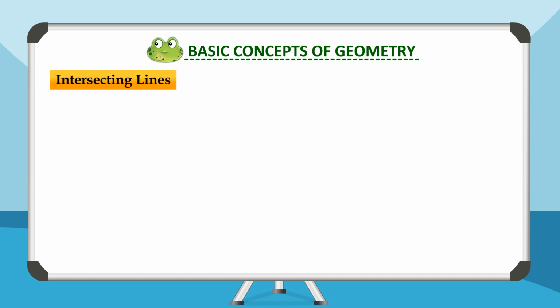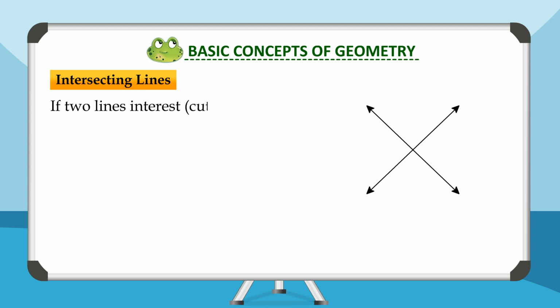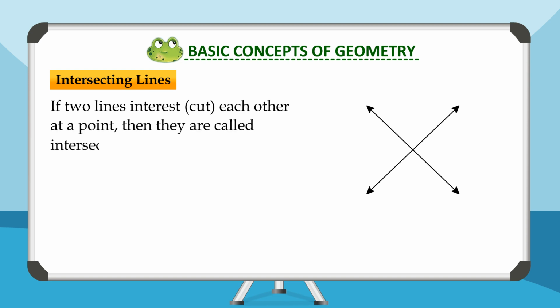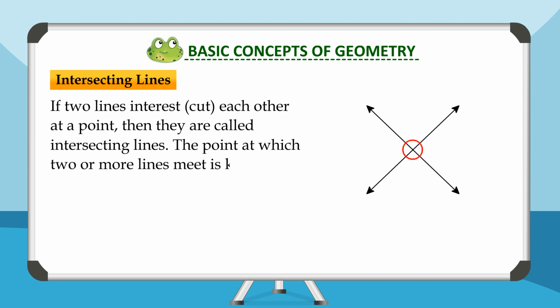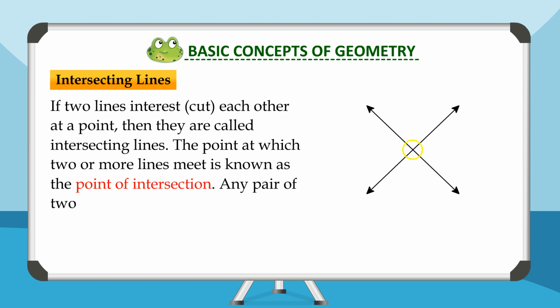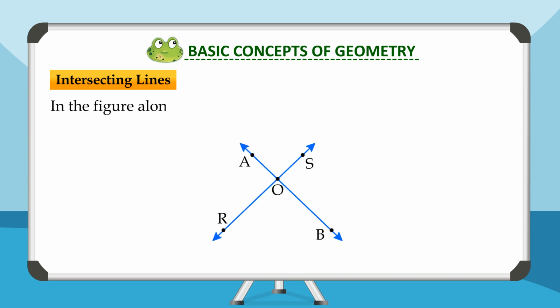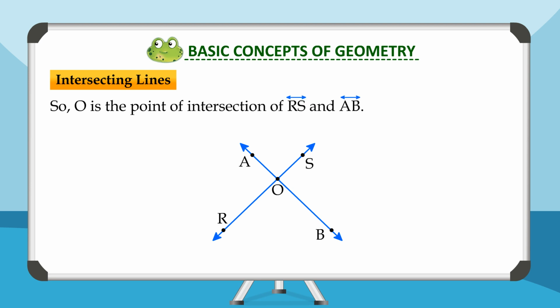Intersecting lines. If two lines intersect, cut each other at a point, then they are called intersecting lines. The point at which 2 or more lines meet is known as the point of intersection. Any pair of 2 lines can meet only once. In the figure alongside, lines AB and RS meet at a point O. So, O is the point of intersection of RS and AB.